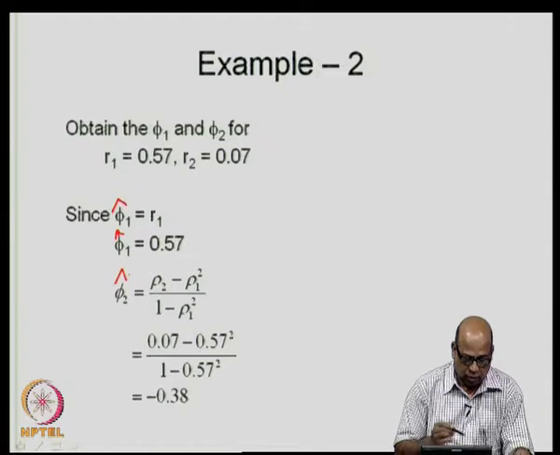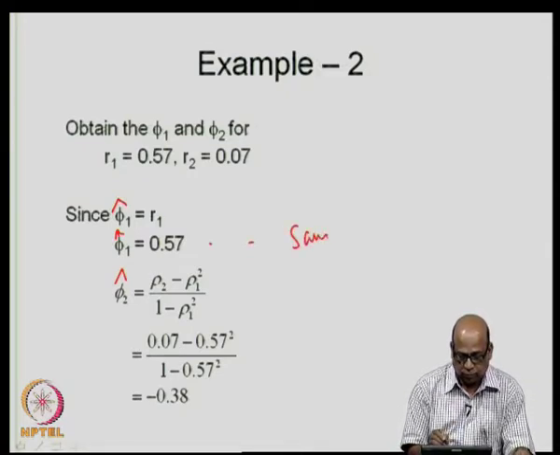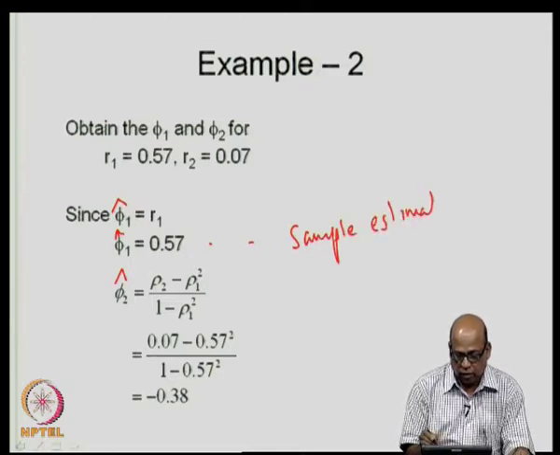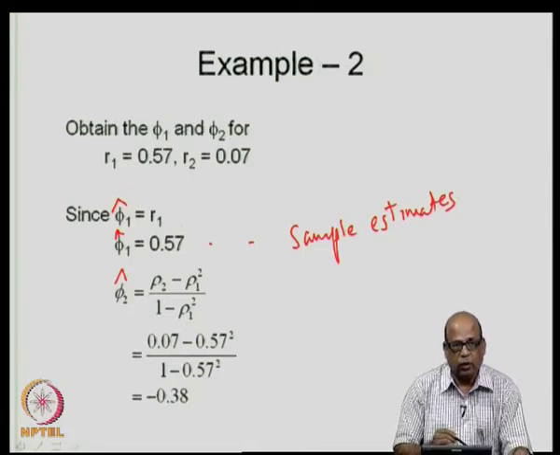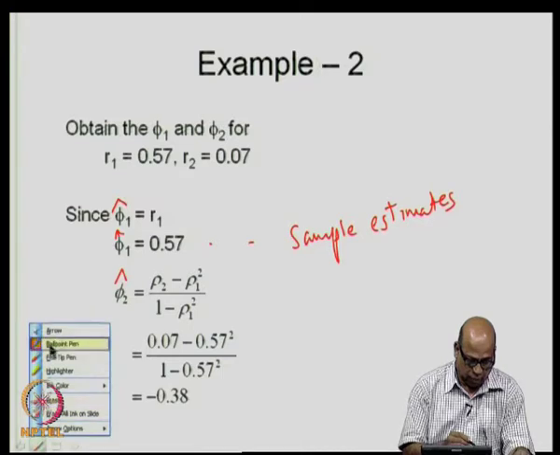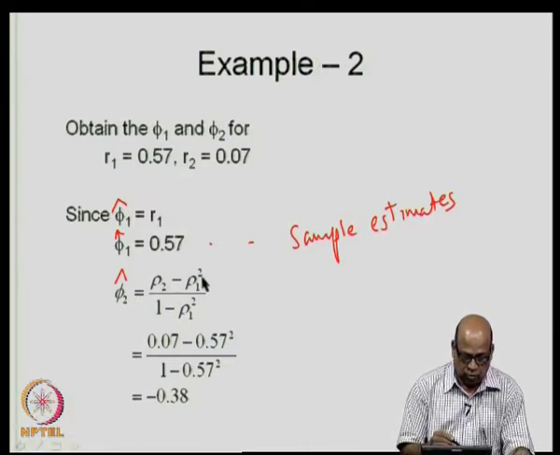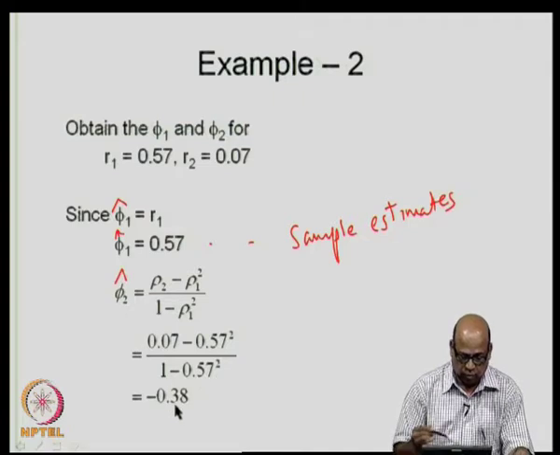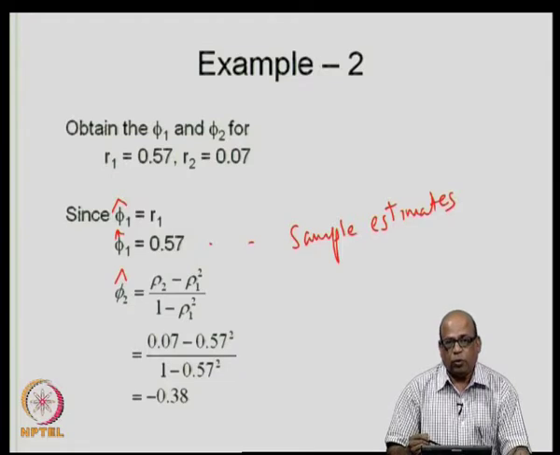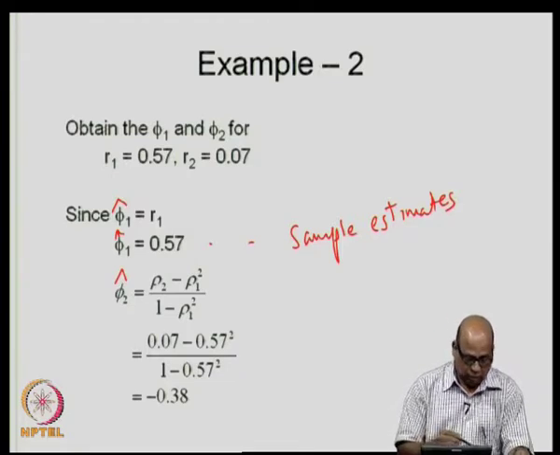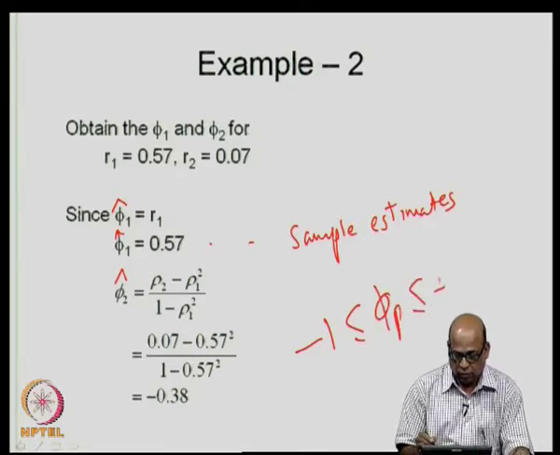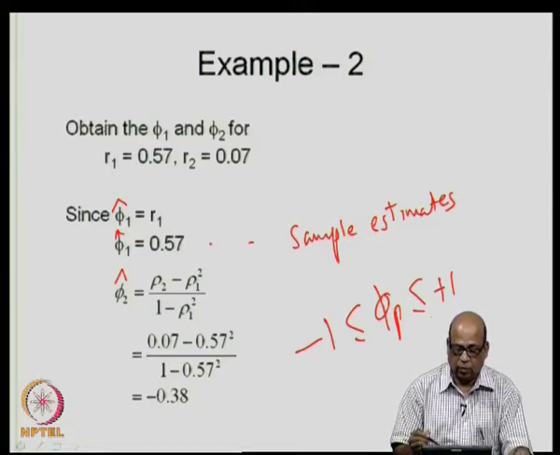Similarly, phi 2 cap I can write as, these are sample estimates, because you are estimating rho 1 from the sample, and therefore, the sample estimates for the PAC are also denoted as phi 1 cap and phi 2 cap and so on. So, you get phi 2 cap is equal to rho 2 minus rho 1 square by 1 minus rho 1 square, and rho 2 is R 2 here, 0.07 minus 0.57 square by 1 minus 0.57 square, which is minus 0.38. The partial autocorrelations, being correlations by themselves, will have a range of minus 1 to plus 1. They are also like correlations, they vary between minus 1 to plus 1 for all p.